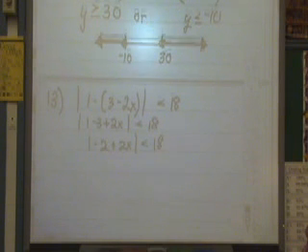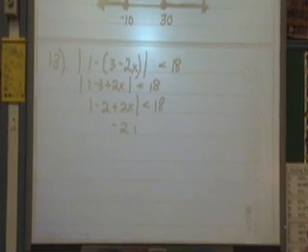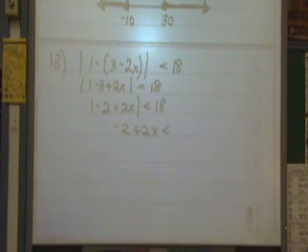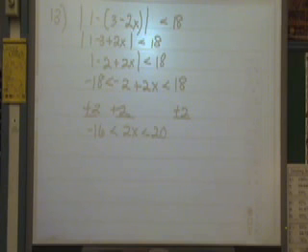Now, what's the graph gonna look like? Okay, so it's an in-between problem. So put the negative 2 plus 2x in the middle. So in the middle between what two numbers? Negative 18 and 18. Okay, solve for x. Add 2 to both sides. Negative 16 is less than 2x is less than 20. Divide all sides by 2. And we get negative 8 is less than x is less than 10.